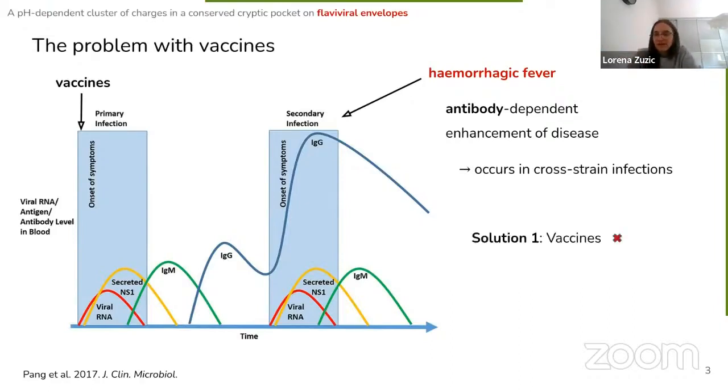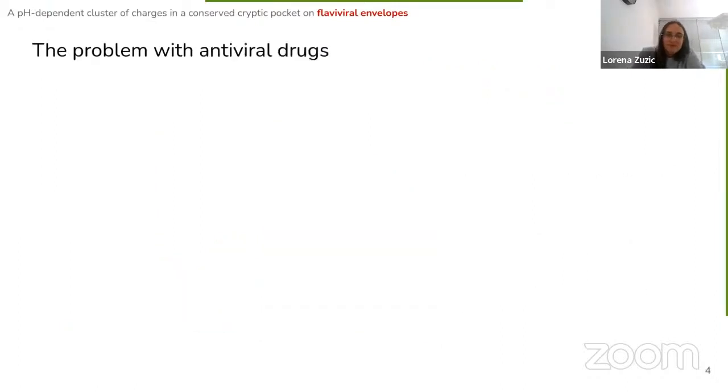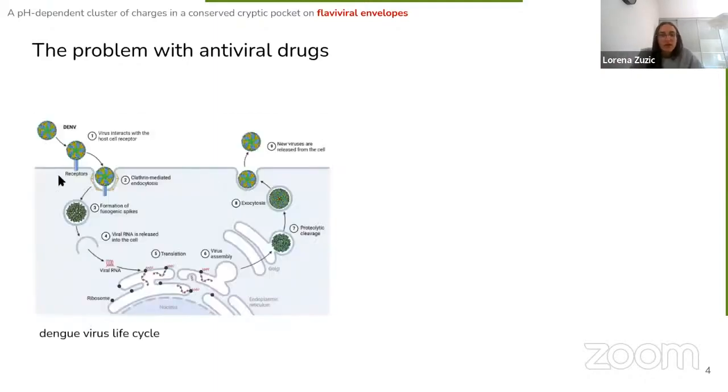So obviously, vaccines may not be the best solution if the vaccines are going to develop those antibodies that are the problem in the first place. So the second solution is maybe to look into antiviral drugs. However, there's also a problem with antiviral drugs because with them you can target a lot of stages of the viral life cycle. The one we've been focusing on, and the research specifically in Singapore that I've been doing has been focusing on, is the entry stage of the viral life cycle.